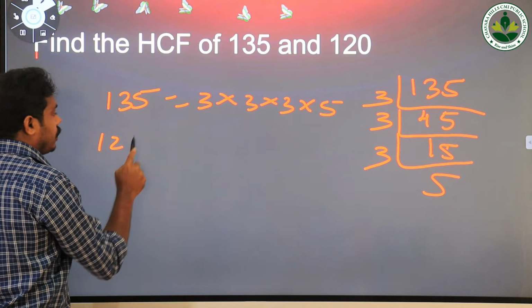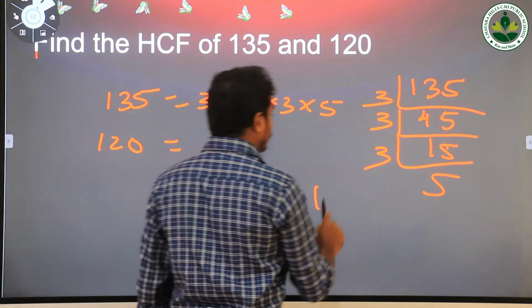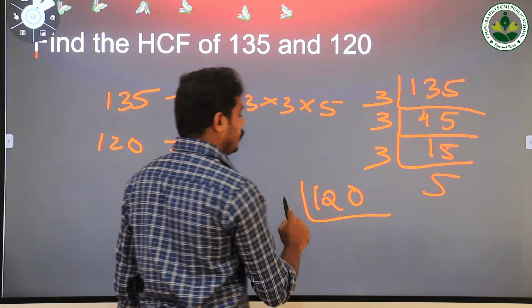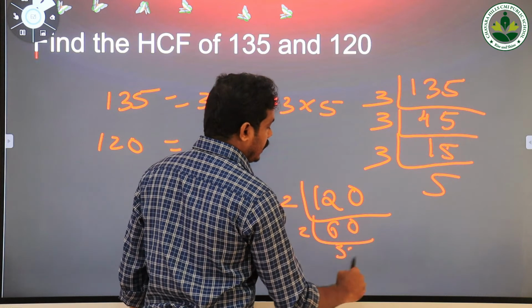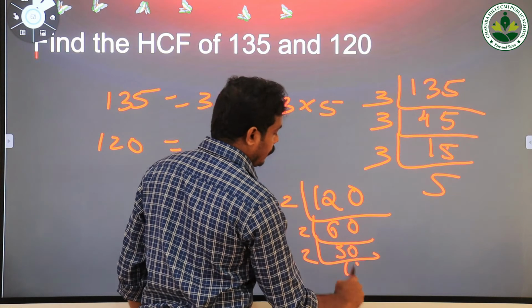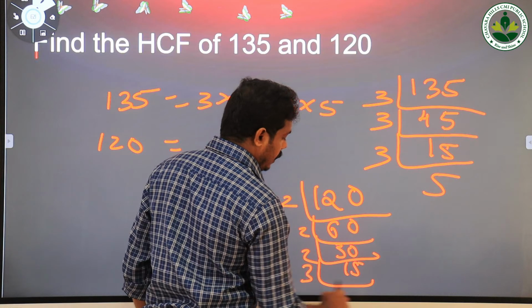Then 120. 120: 2, 60; 2, 30; 2, 15; 3, 5.